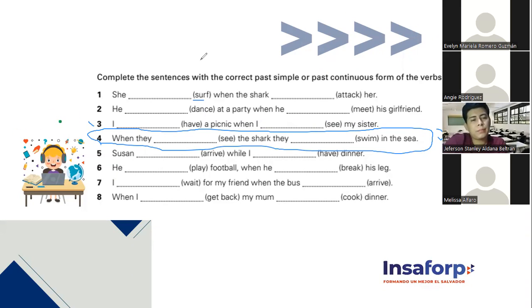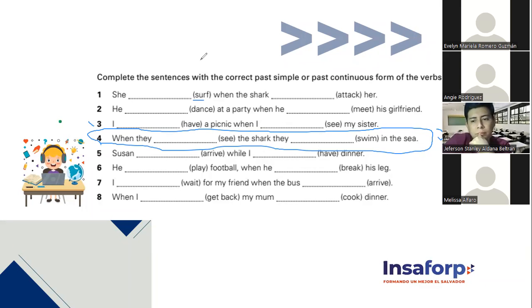Jeffrey, what is it, Susan? Susan was arriving while I had dinner. Any other opinion? Susan arrived while I was having dinner. Very good. In this case, Jeffrey, most of the time, I would say maybe 90%, while is followed by the ing form, the past progressive. So it makes sense. Susan arrived while I was having dinner.